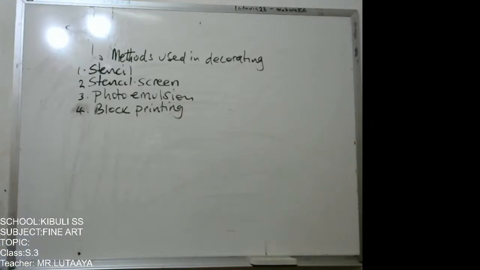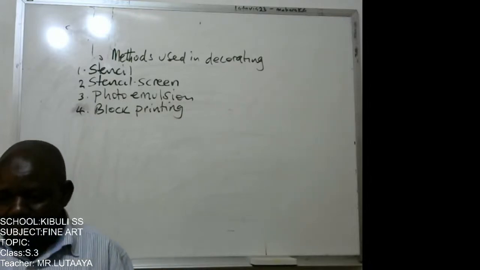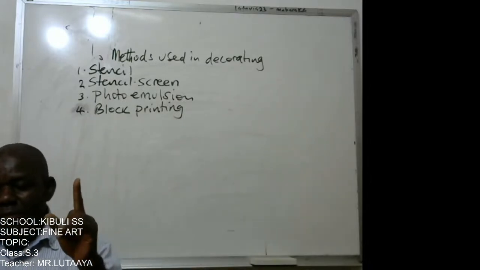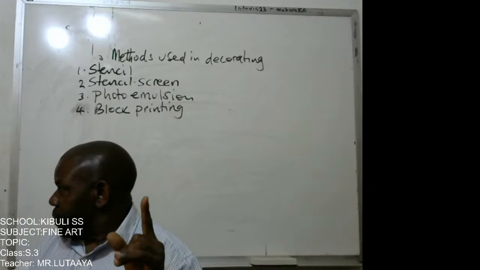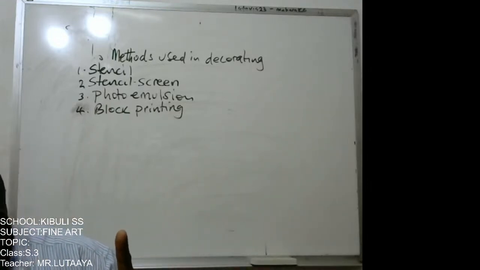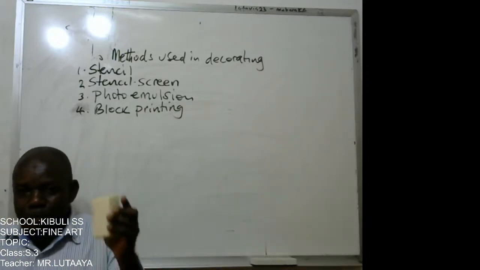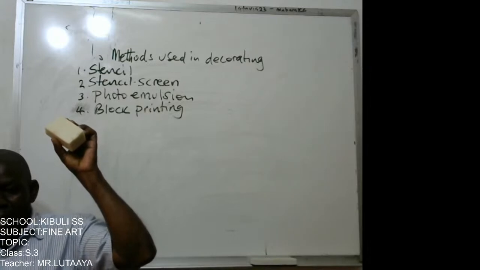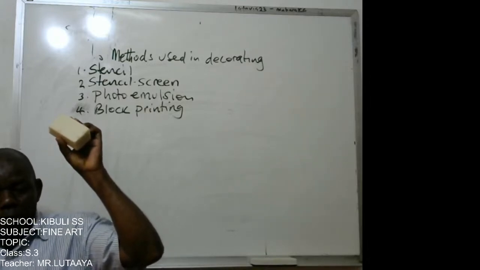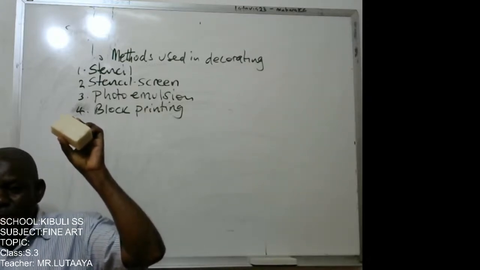Originally, block printing was lino block. Lino block is a rubber material. I don't have it here. This time I wanted to demonstrate with a block which I managed to get, a piece of soap. I wanted to use it as our block, and we see whether it is practical.